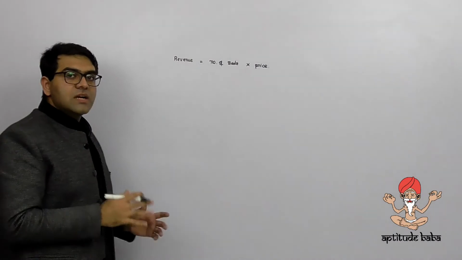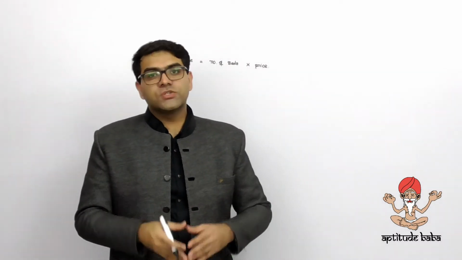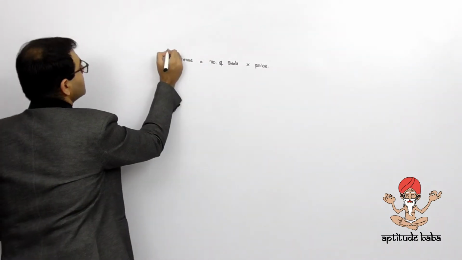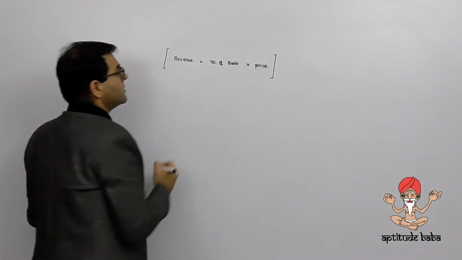For example, let us say I had 10 seats in gold class and the ticket for each seat was 200 rupees. So can I say if all 10 seats or all 10 tickets are sold, then 10 into 200, 2000 rupees will be the revenue. Hopefully we all are able to understand this relation. Revenue is the number of seats into the price of each seat.